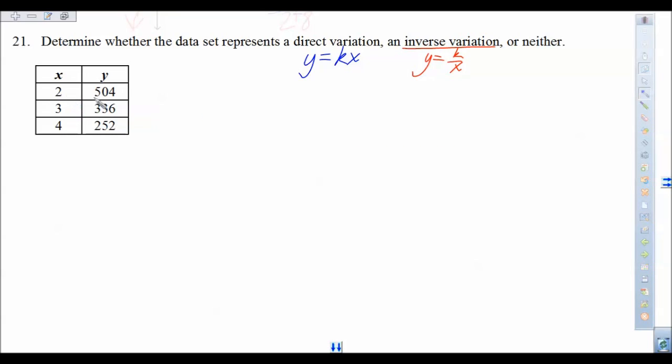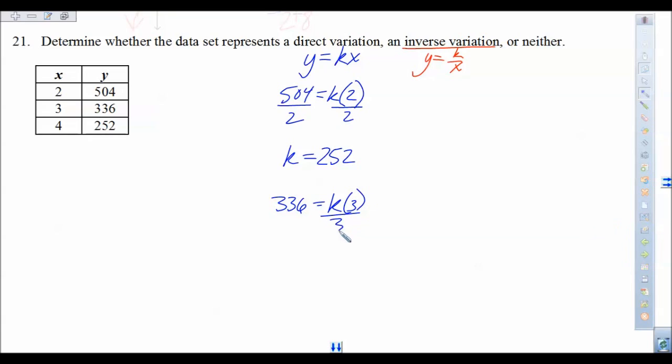So if we look at this one right here, 2 and 504, if I'm checking direct variation, that means 504 would need to be equal to k times 2. Solving for k, if we divide both sides by 2, that would give us 252. Moving on, what if the y was 336? Equal to k times x, in this case 3. If we divide both sides by 3, what's that one going to be? Well, that one would be 112.